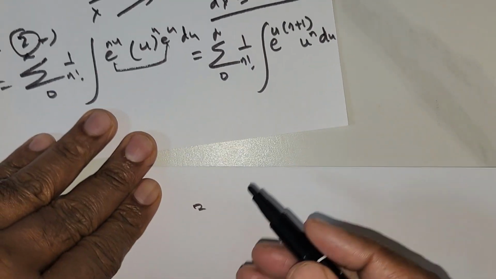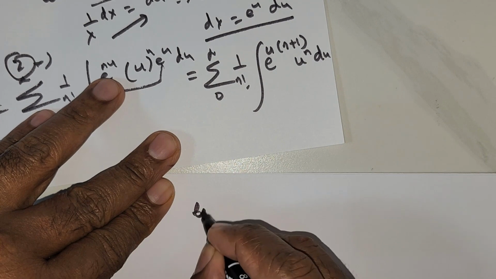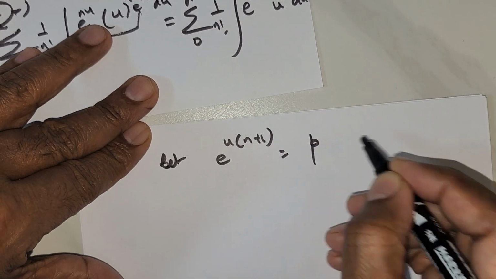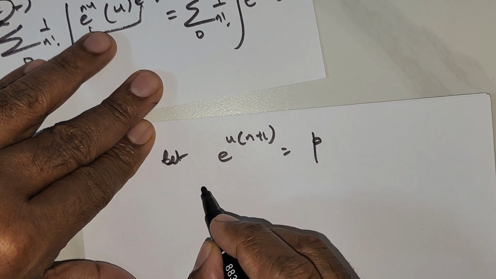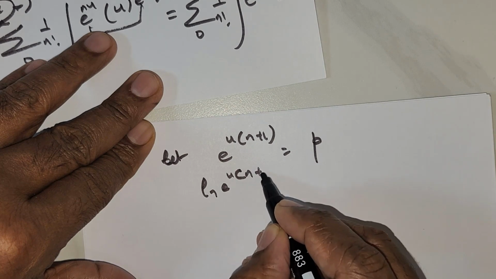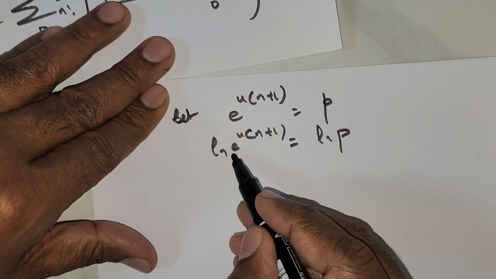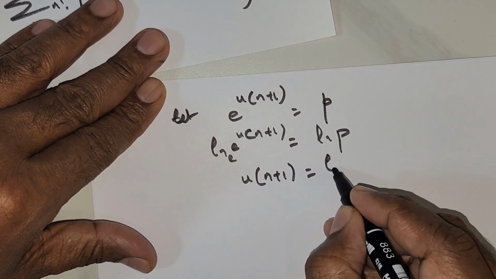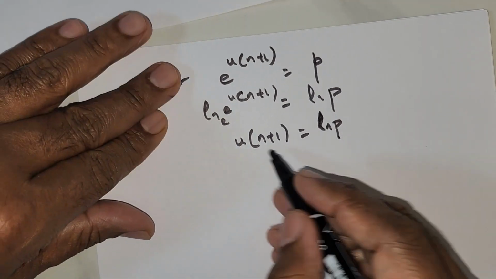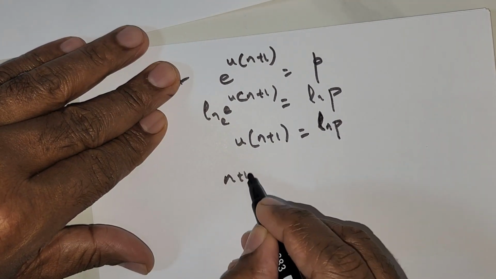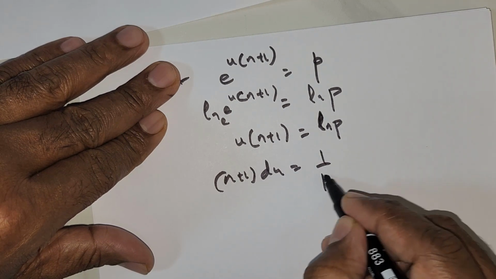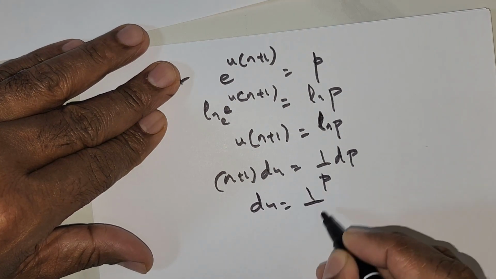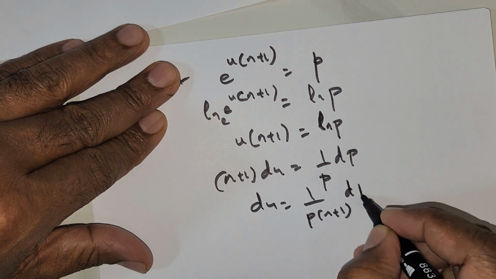So this is equal to, what I wish to do is substitute: let e raised to the power of u times (n plus 1) be equal to some p. Okay, so I take ln of both sides, so ln of e raised to the power of u times (n plus 1) is equal to ln p. Now ln to the base e, so that would mean you have u times (n plus 1) is equal to ln p. Now you differentiate u, you get du. This is going to be constant, so (n plus 1) times du is equal to 1 over p times dp. So this is what you have got. So du is equal to 1 over p times (n plus 1) times dp.